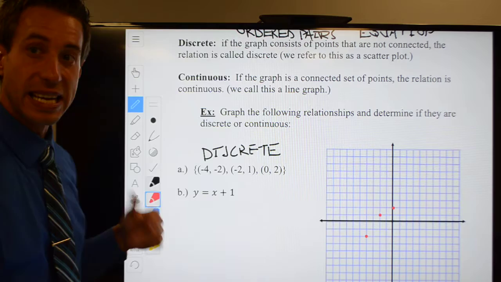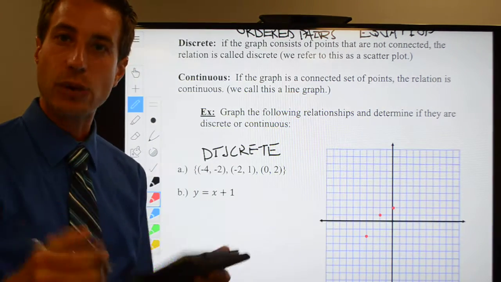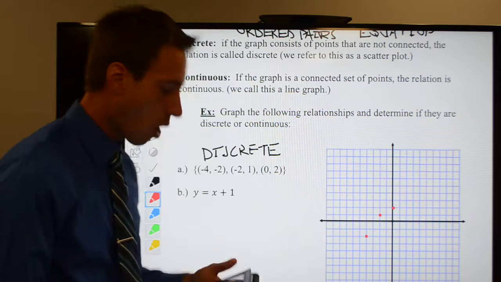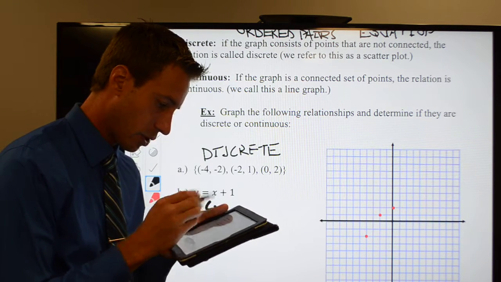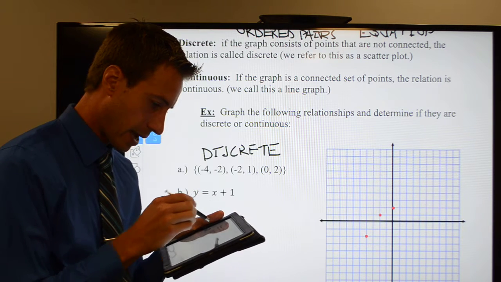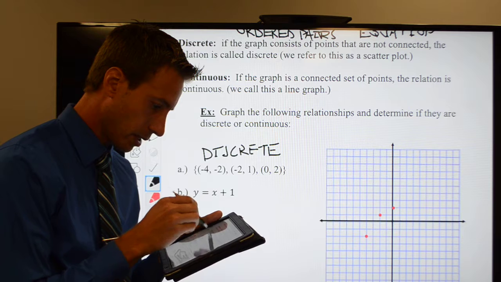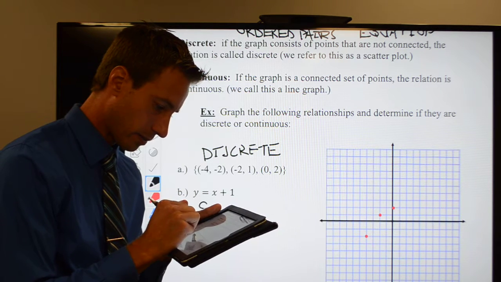This one, part B, is an equation, and we just said above, anytime you have an equation, it represents a function. It will always be continuous. So this is continuous. Nope, sorry, hang on, I apologize. That's way too fat. Let me fix that. Here we go. This is continuous.